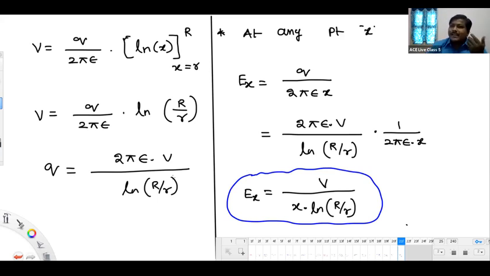Now you replace that x with small r. You will get the field intensity on the core. You replace x with capital R. You get the field intensity on the sheath. Okay, let's show it in the next slide. Next slide. Please complete it if you are still writing. Please complete this one quickly. Okay, done.